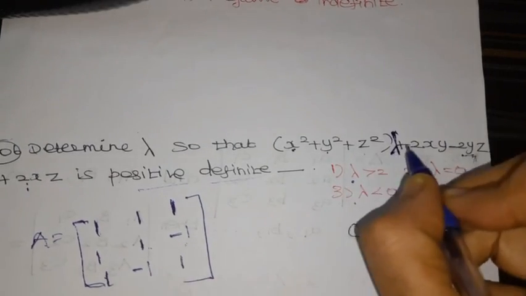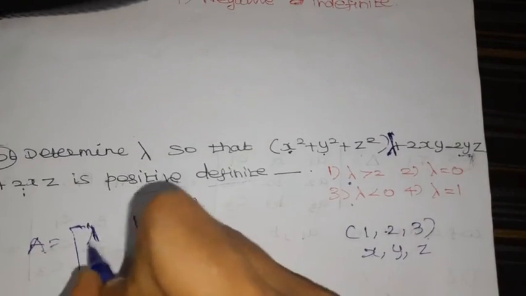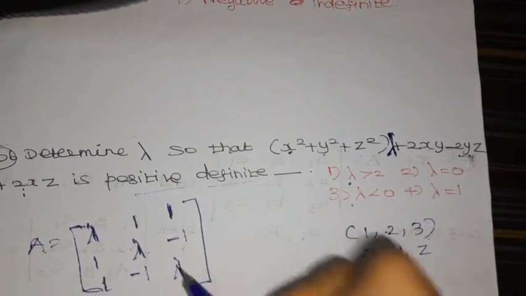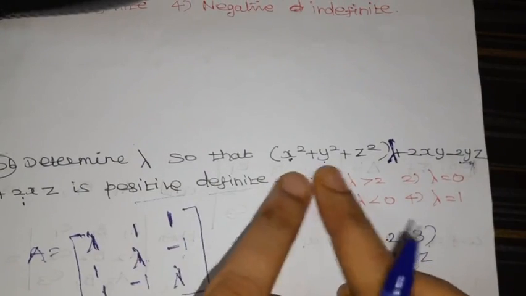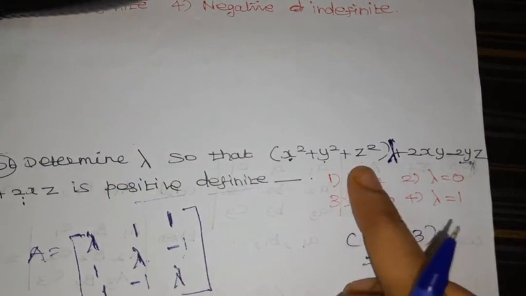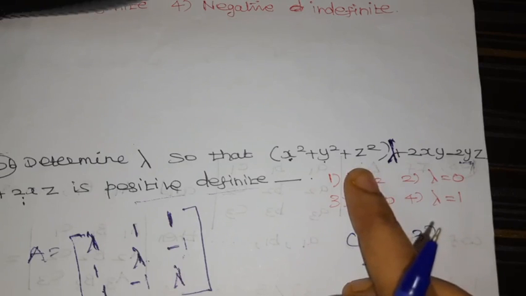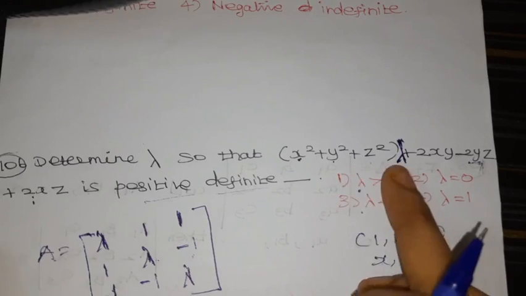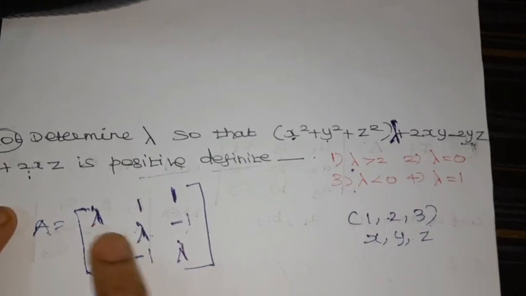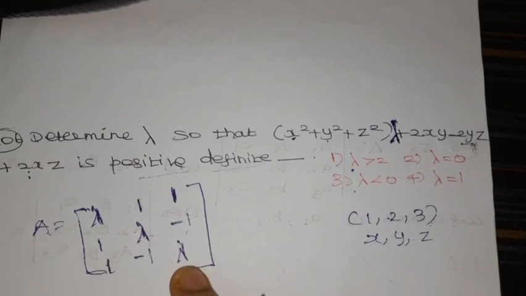So this equal to lambda means the coefficient of this in the diagonal element should be lambda. Sorry, so determine lambda: x squared plus y squared plus z squared into lambda. I missed that part in the question. So the coefficient of x squared, y squared, z squared is nothing but lambda, and we need to find the lambda value.